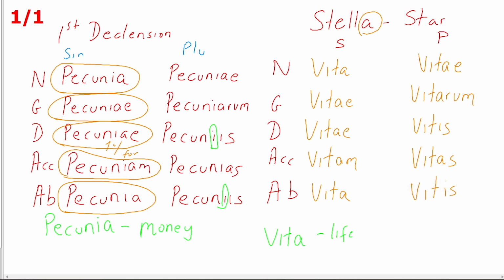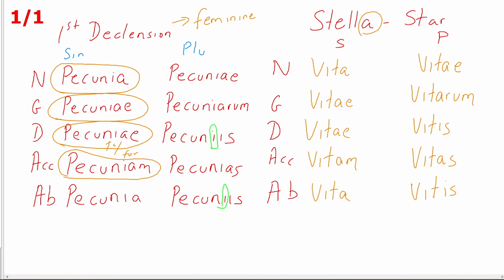Okay, so much is clear with the endings. So generally in the first declension we have all feminine nouns, so the gender of these nouns are all feminine. However, as in Latin, there are always exceptions. So which are these exceptional ones which are of the gender masculine in the first declension?